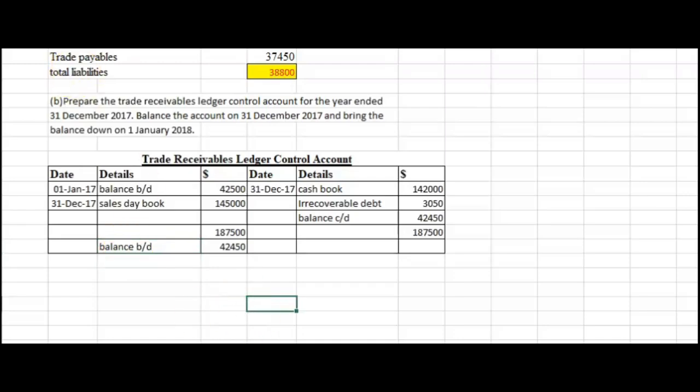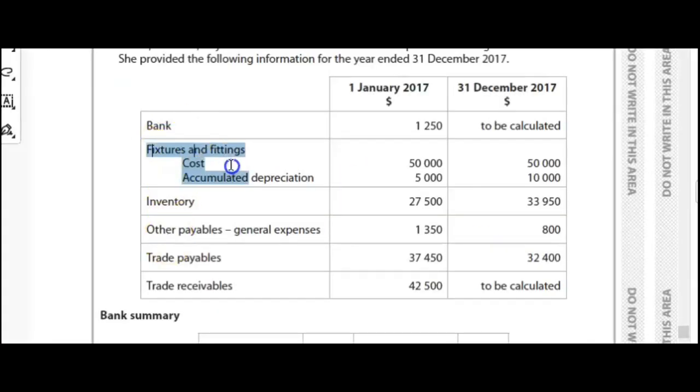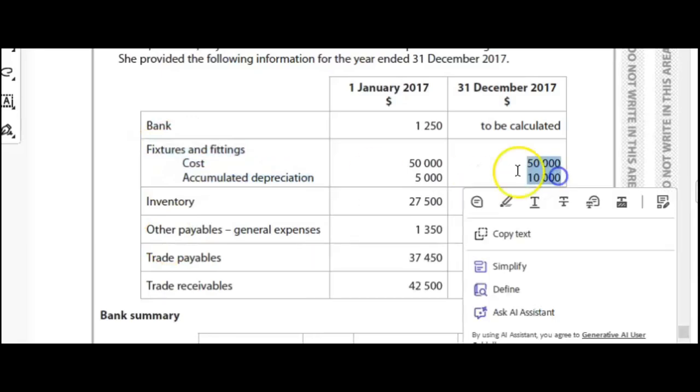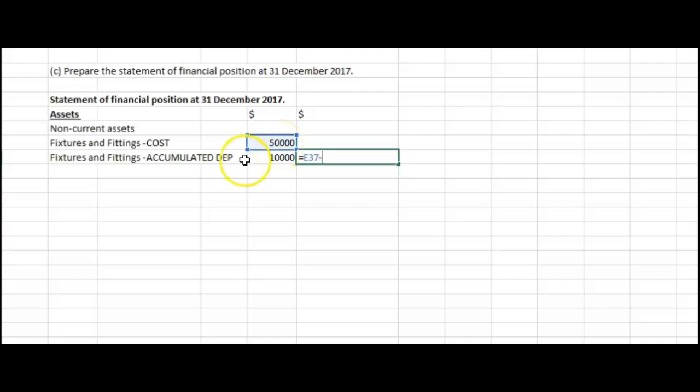Now, we move on to the final part of the question, preparing the statement of financial position as of 31st December 2017. Since the date is the end of the year, we focus on the closing balances. The statement starts with assets, beginning with non-current assets. In this question, the only non-current asset is fixtures and fittings. Take the cost of the fixtures and fittings on 31st December, which is 50,000, and then deduct the accumulated depreciation of 10,000. This gives you a carrying value of 40,000, which is the value we report in the statement of financial position.